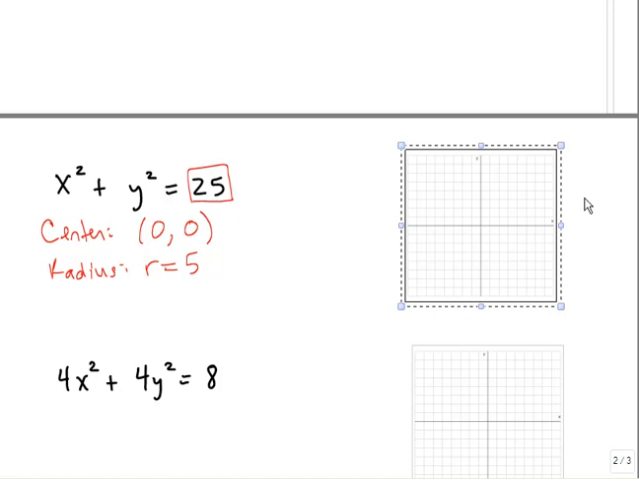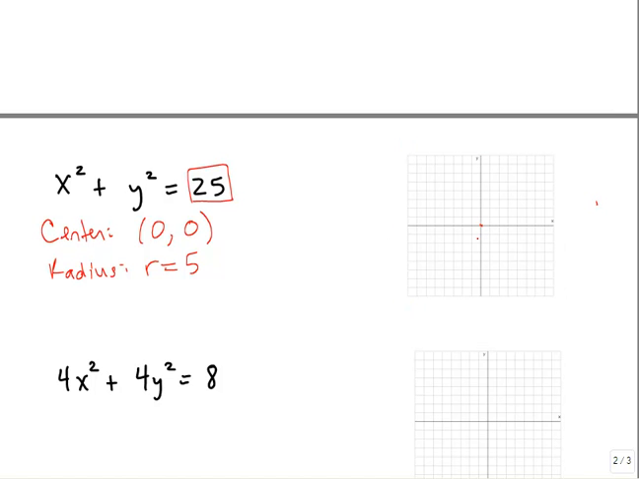Whoops, pressed a little bit too hard. So put a little dot at 0, 0, and then I just kind of count out 5 to the right, put a dot, 5 up, put a dot, 5 left, put a dot, and 5 down, put a dot. And then as best you can, and I'm not a very good artist, especially on this computer, try to draw the best circle that you can.